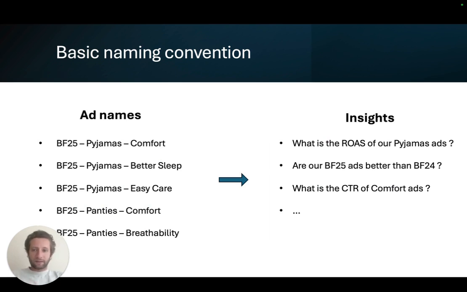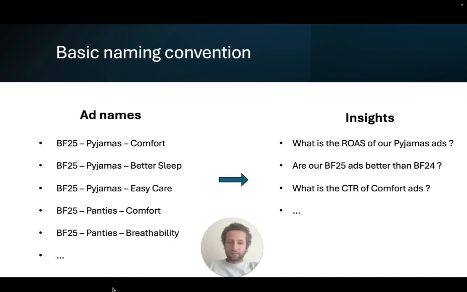What is it for? If you do this for all your ad names, for example, on the left, I've listed several ad names for you. If we follow this naming convention for all our ads, I've given you 5 examples. Ad number 1, the one we just saw above, BF25 Pajamas Comfort. This is an ad featuring pajamas where I emphasize the comfort aspect of the pajamas, and I ran it during the Black Friday period in 2025. Second example, BF25 Pajamas Better Sleep, so basically it's an ad where I explain that my pajamas will help you sleep better, and I'm selling this to you during Black Friday.